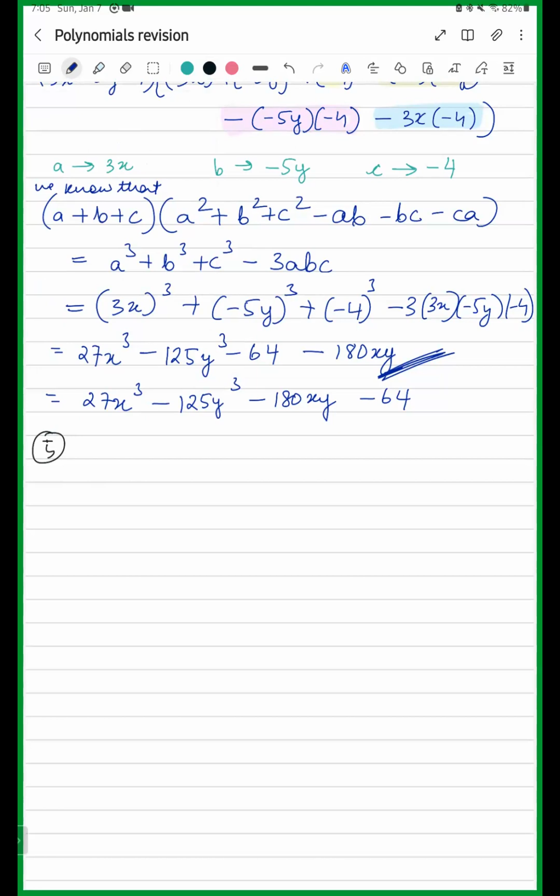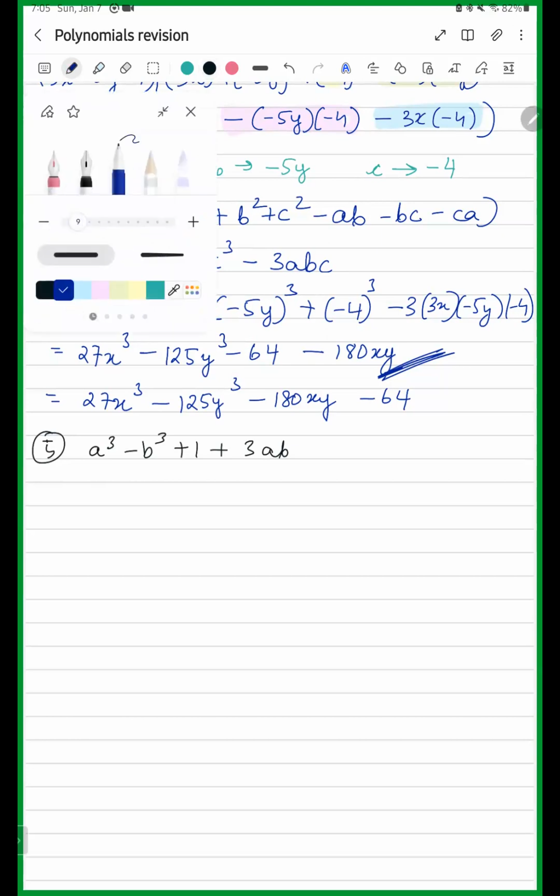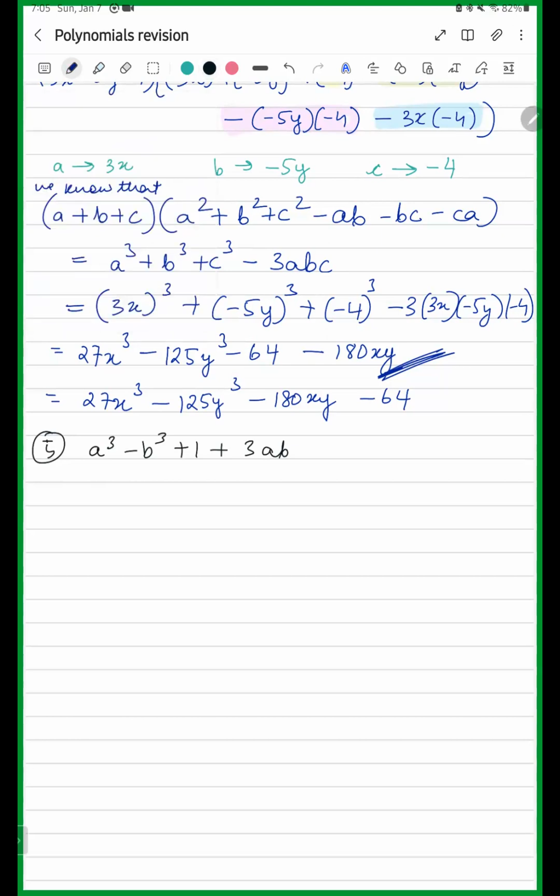Let's do this one. Factorize a cube minus b cube plus 1 plus 3ab. So here, if you might have noticed, since there's no c here, the c is actually 1. The c is 1. So here, this can be written as a cube plus minus b cube plus 1 cube plus 3 into a into b into c. C is what? 1.